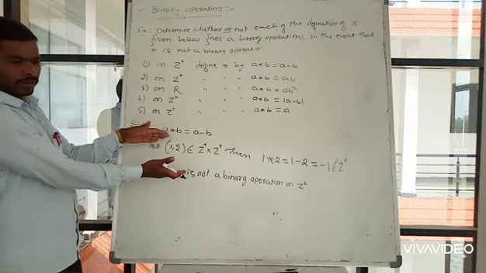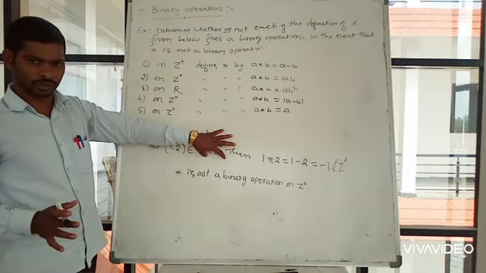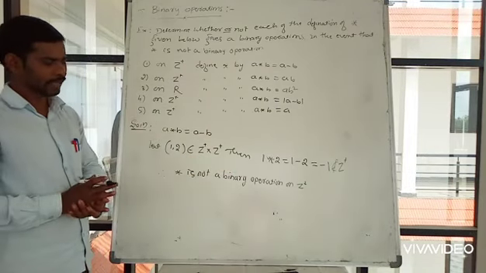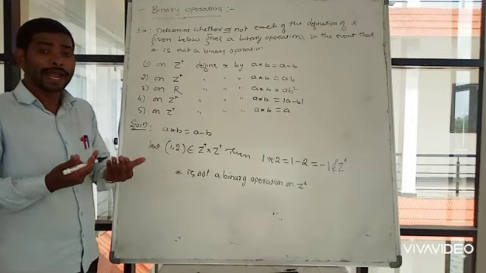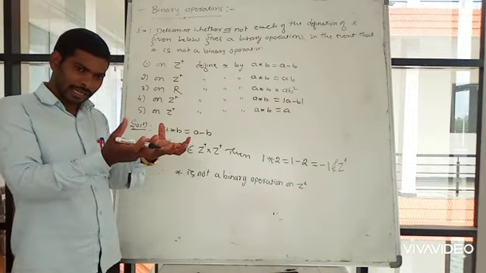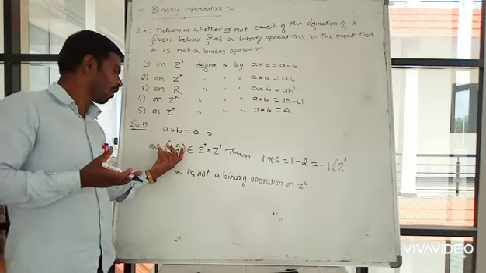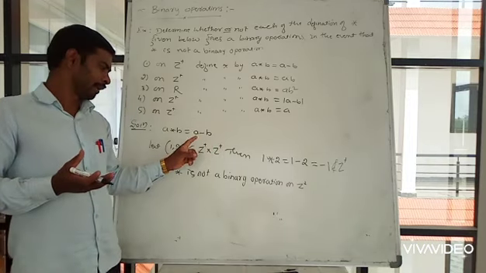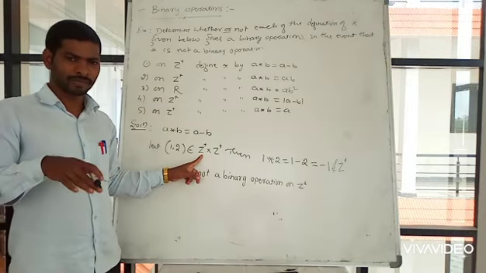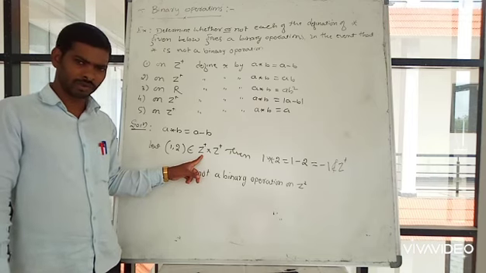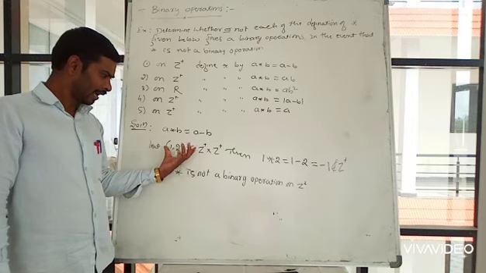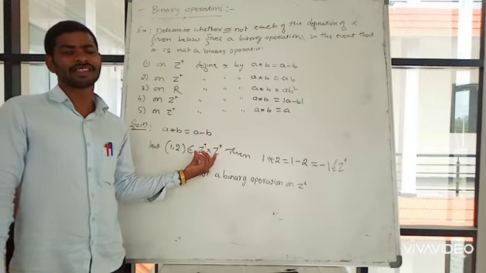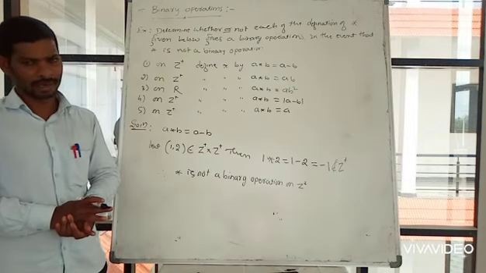For this, we only need one counterexample. This is sufficient to say whether the operation on this set is binary. If the operation is not binary, it is because for some ordered pair, the resultant element is not an element of the set. If for each ordered pair A, B the result is also an element of Z plus, then you can say it is binary.